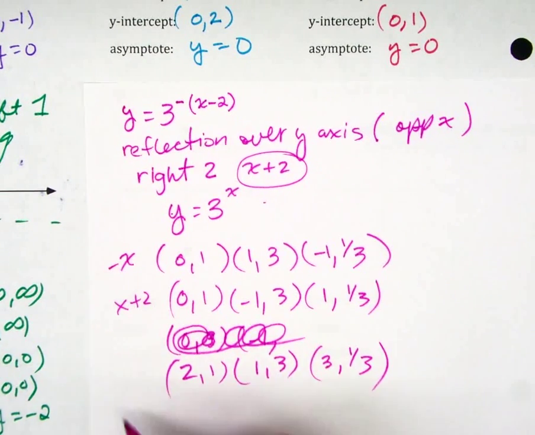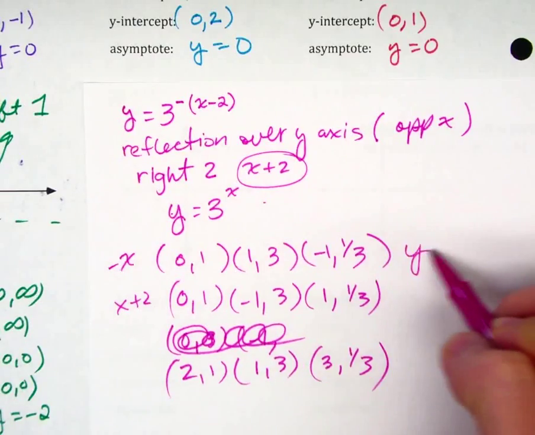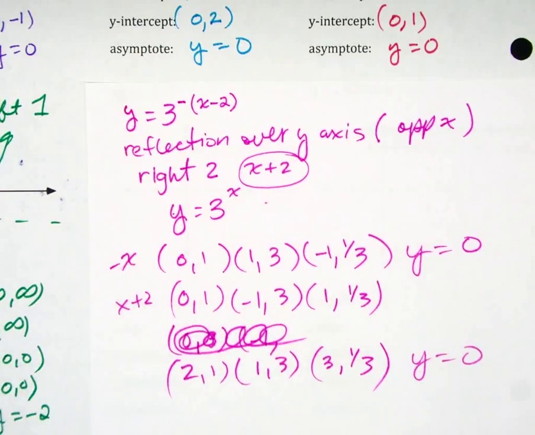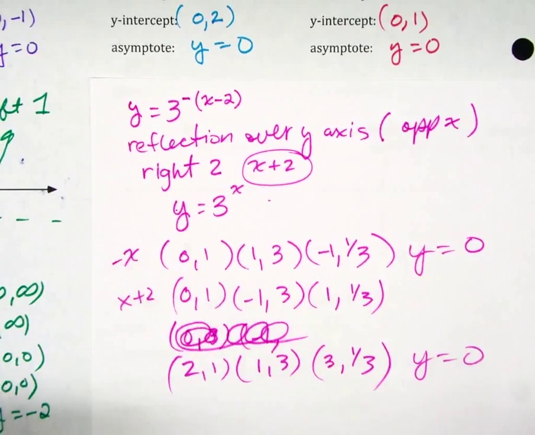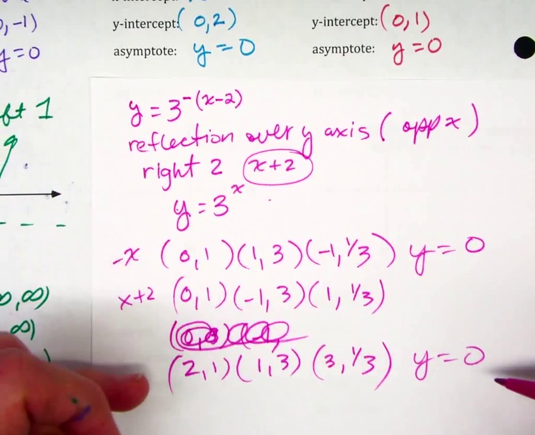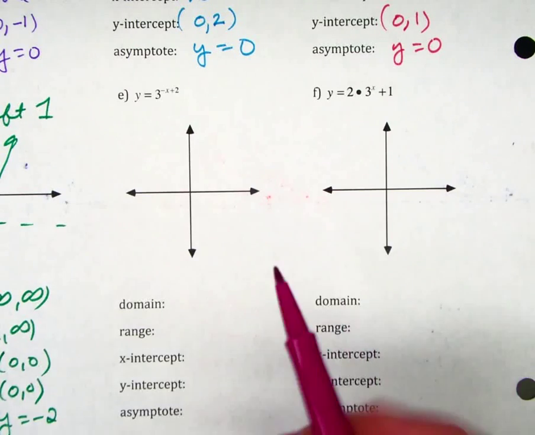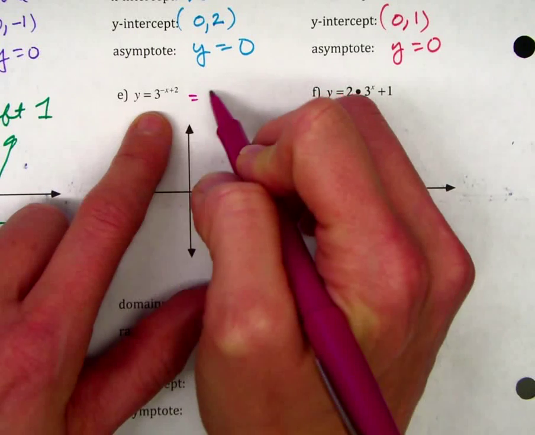Our asymptote, which I always forget to write on there, does not change because there are no vertical translations being done for this problem. So here are your points. I'm going to show you now how to think through this in your head. So you always have the option to generate the points, but if I were doing this, I would still start by rewriting.